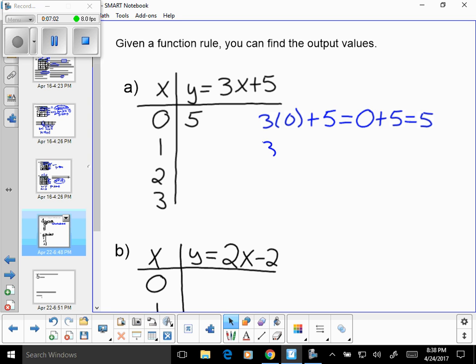My next input value is supposed to be 1. I substitute that for x. 3 times 1 is 3, plus 5 equals 8. Now, can you do the rest of them mentally? If not, hit pause, write them out. But you should have gotten 11 and 14.